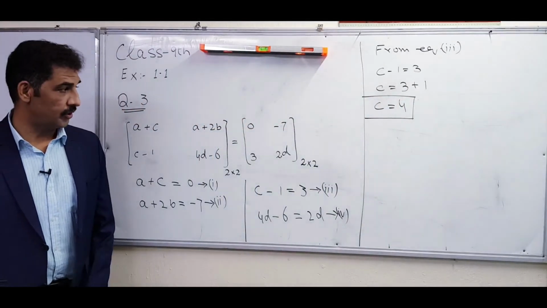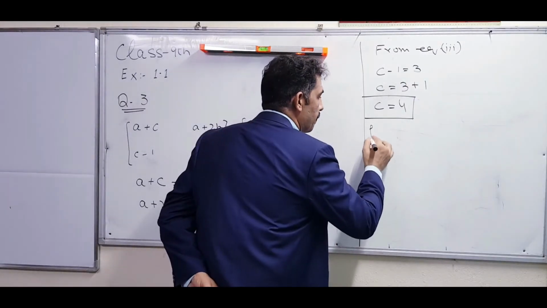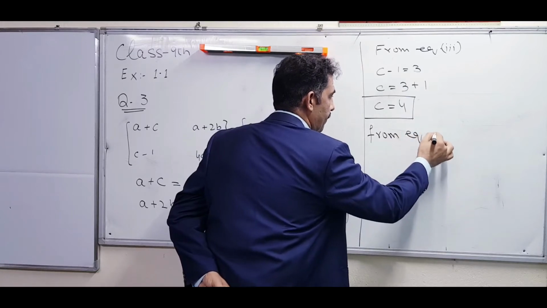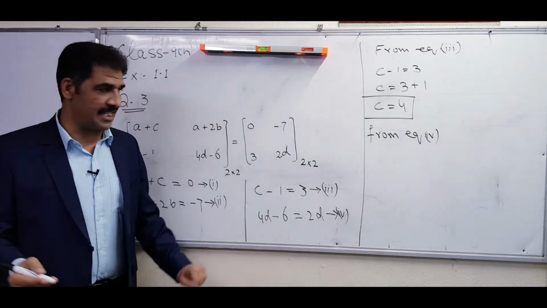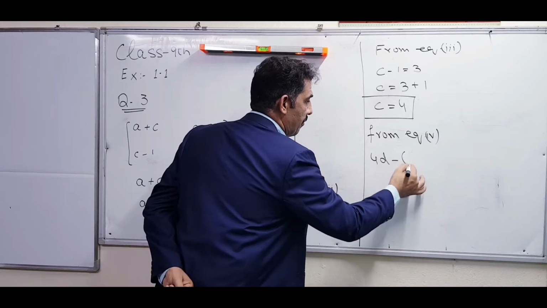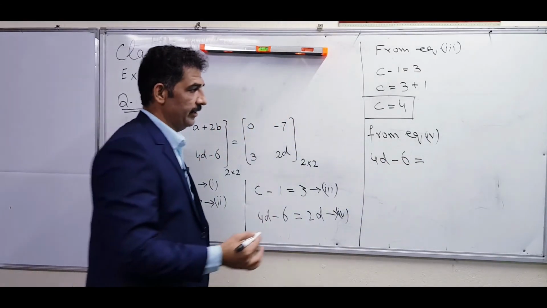Right? Good. Now, from equation 4. What's here? 4D minus 6 is equal to 2D.